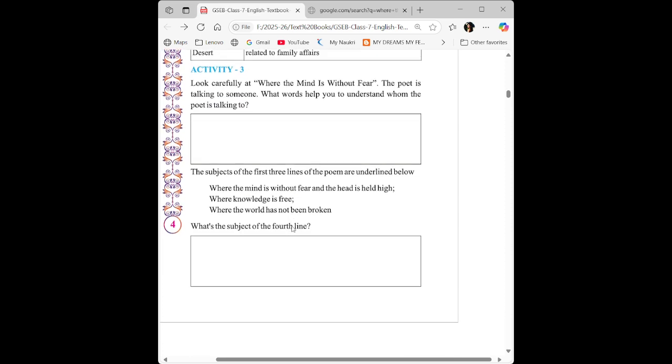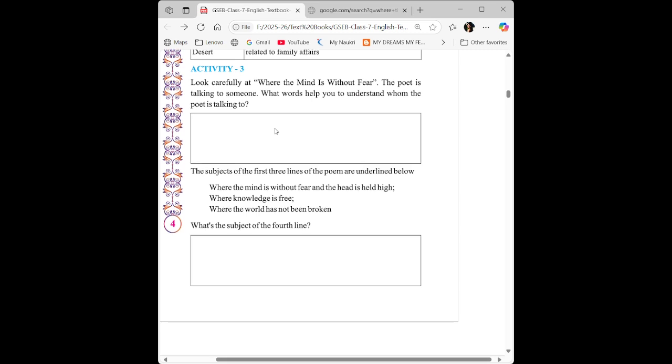Now see, where the mind is without fear, where the poet is talking to someone, what words help you to understand whom the poet is talking to? So you know that he is talking to Lord God Almighty, my Father, his Father in heaven.